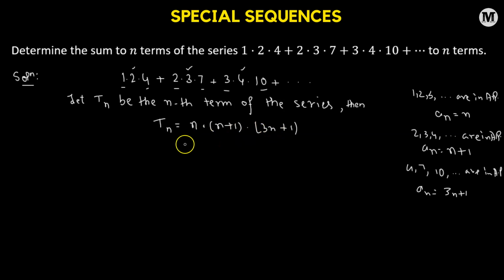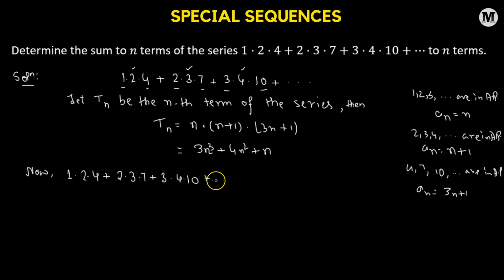Okay, so now that we have Tn, let's simplify this. This is going to give us 3n cubed plus 4n squared plus n. So this is going to be the nth term of the series. Now that we have the nth term of the series, we'll try to find the sum. The sum will be 1 multiplied by 2 multiplied by 4 added to 2 times 3 times 7 added to 3 times 4 times 10. This is going to continue.